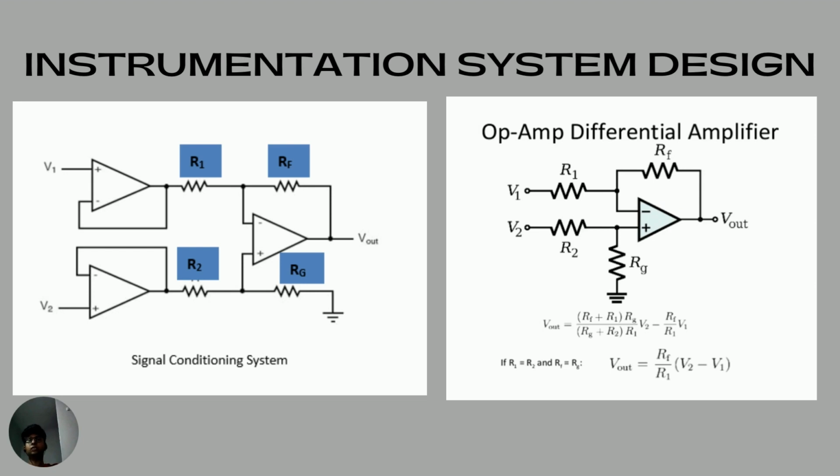So let's see what a voltage follower actually is. The voltage follower is also known as a buffer amplifier, unity gain amplifier, or isolation amplifier.